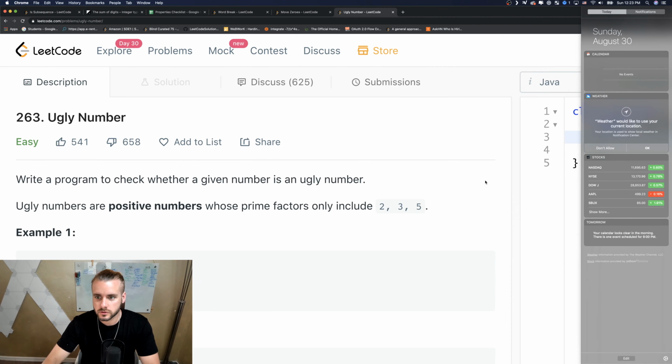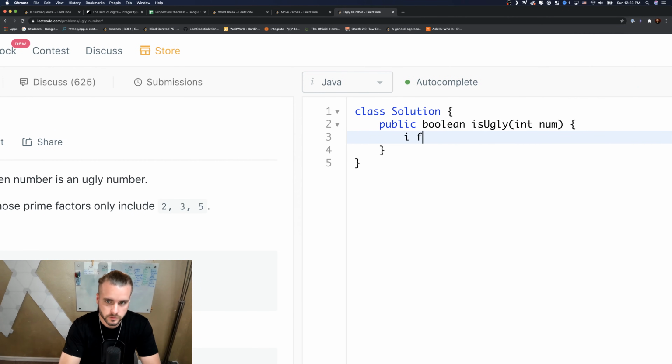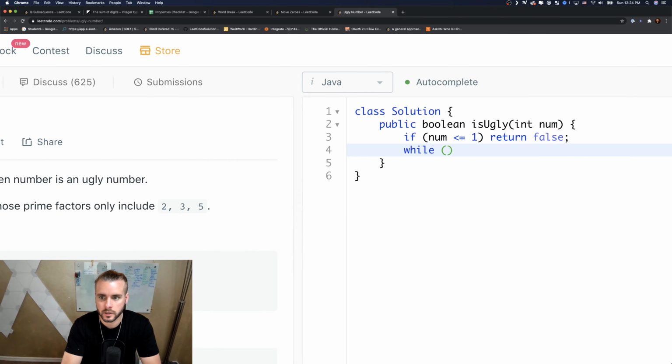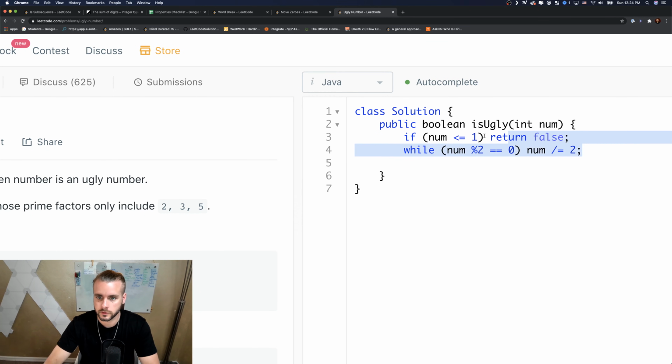Ugly numbers are positive numbers, so we've got to check for that. I think it's actually less than 1. And so now we're just going to divide num. We're going to use the modulus, and while it divides evenly, we're going to keep doing it. So let's just do that for 3 and 5 as well.